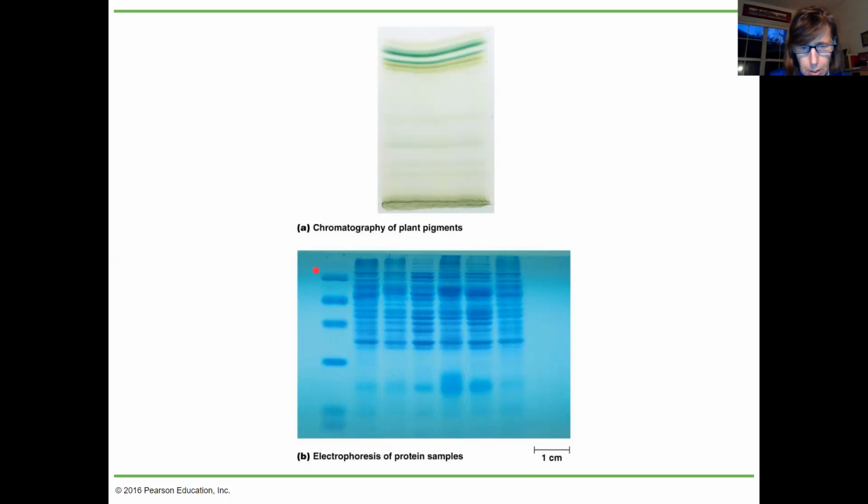I don't know what this one is actually. This may be 200 and this may be 116. So it could be this area is about 150 kilodaltons, and that's how you size proteins.